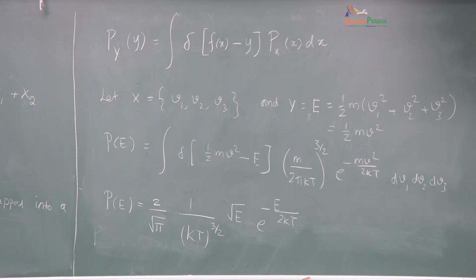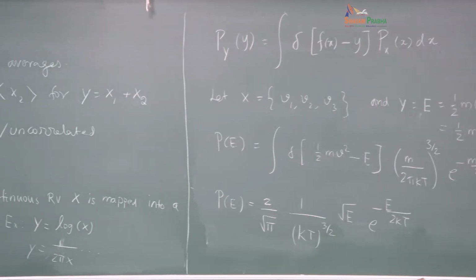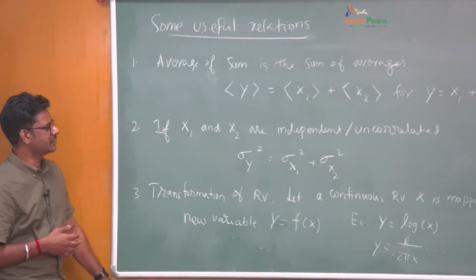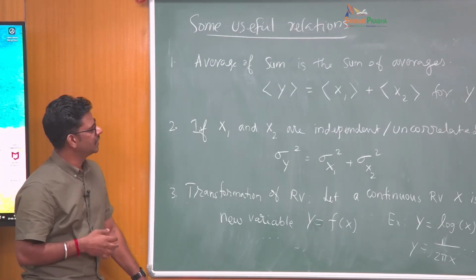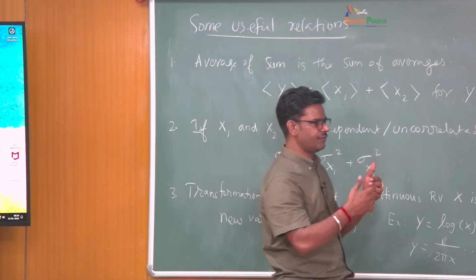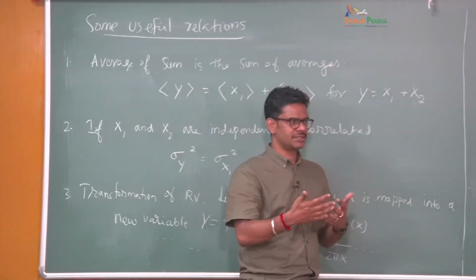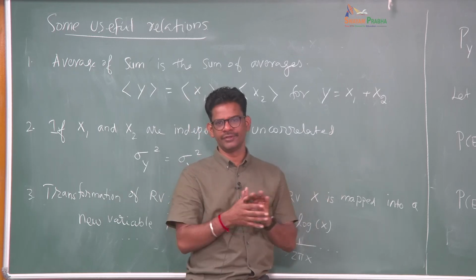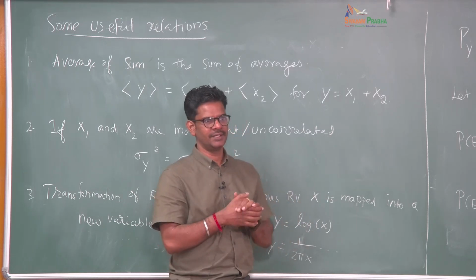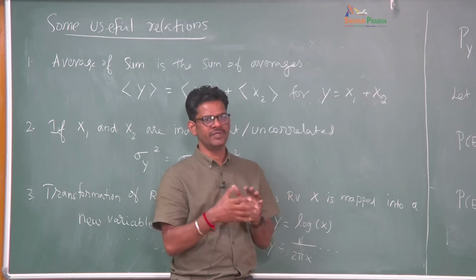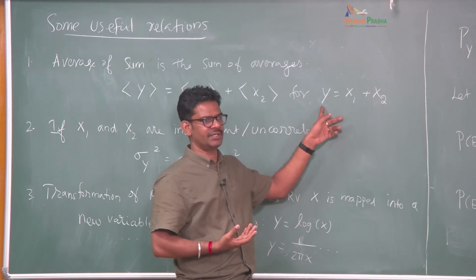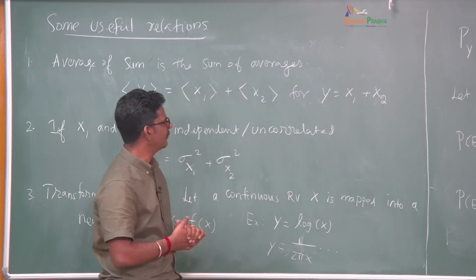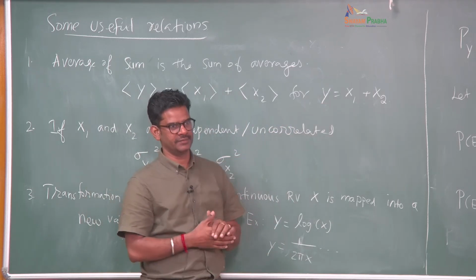So here are some useful relationships that we may be interested in. When we look at multivariate distribution functions, sometimes we write functions of random variables. For example, x1 and x2 are two different random variables, each with its own distribution function. We may be interested in another random variable written as a sum of these two. Then you can ask what the statistical properties of y are.